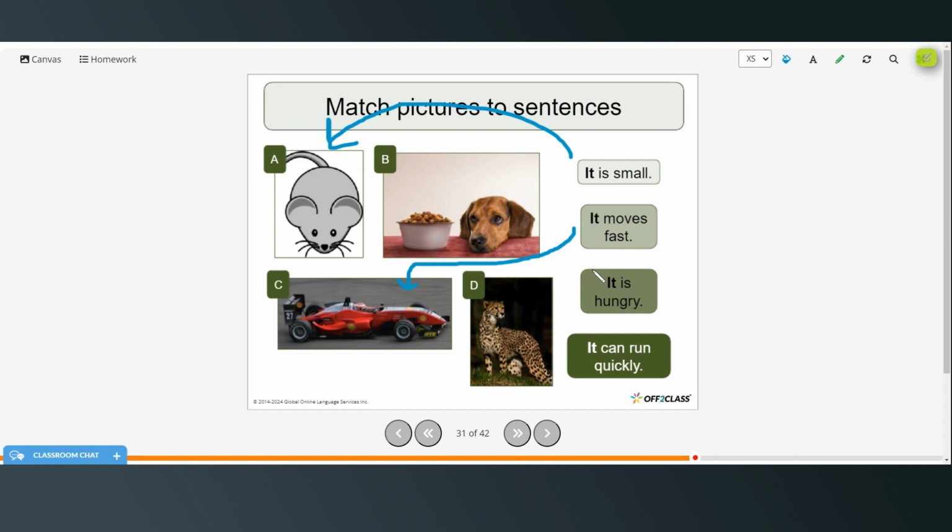It is hungry. That would go with picture B. A dog is an animal, so we can refer to it as it. And it can run quickly. That goes with picture D, the cheetah. Again, the cheetah is an animal, and so we can refer to it as it.